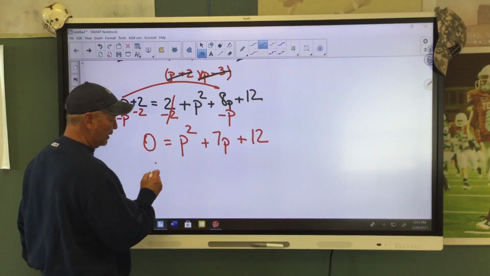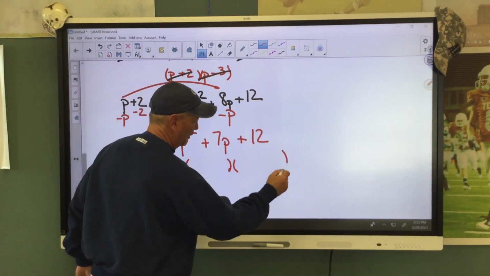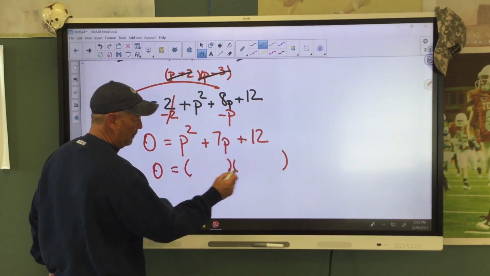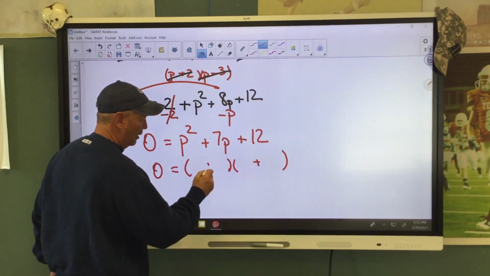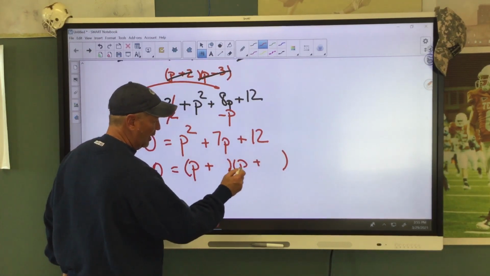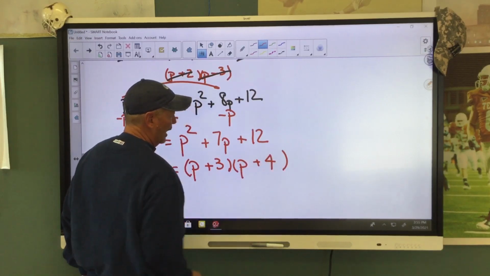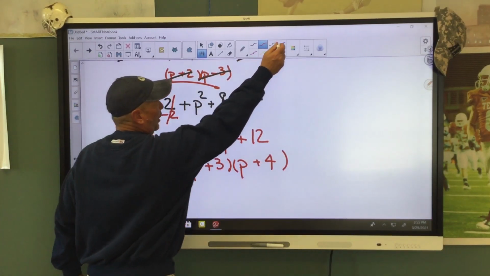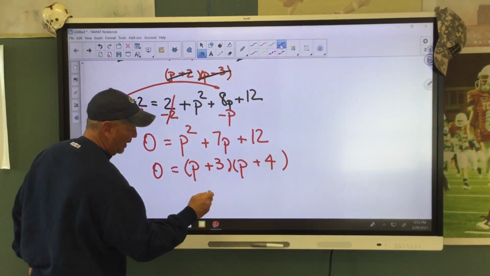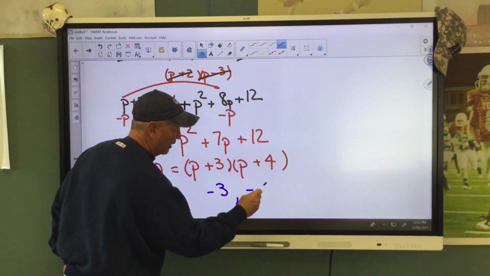We're going to break this into 2 parentheses. Signs are going to be the same. They're both going to be p's, and they're both going to be pluses. And we're going to use 3 and 4. And when you solve this, we're going to find out that this is going to give me a negative 3, and this is going to give me a negative 4.